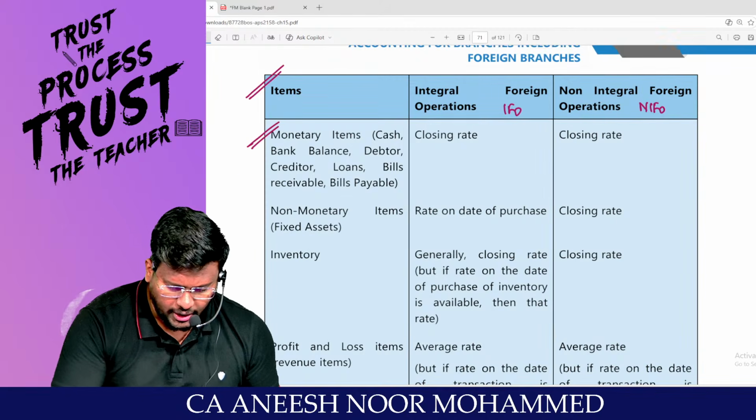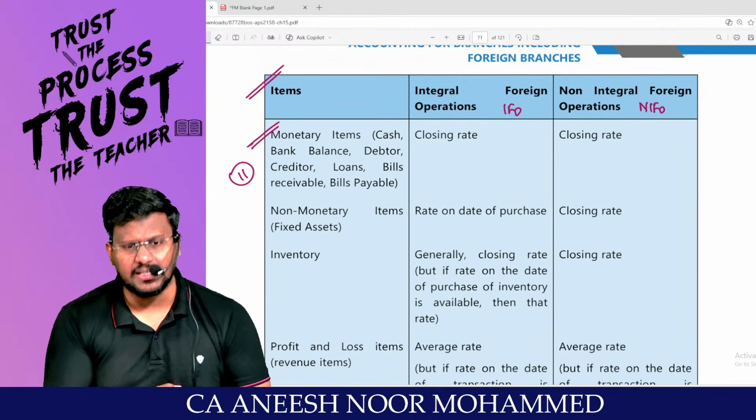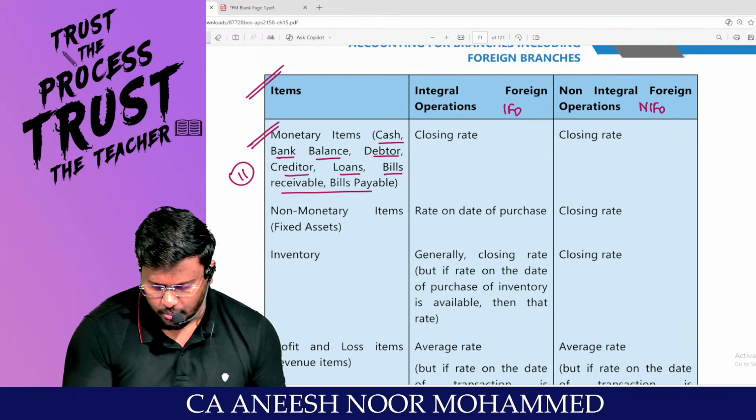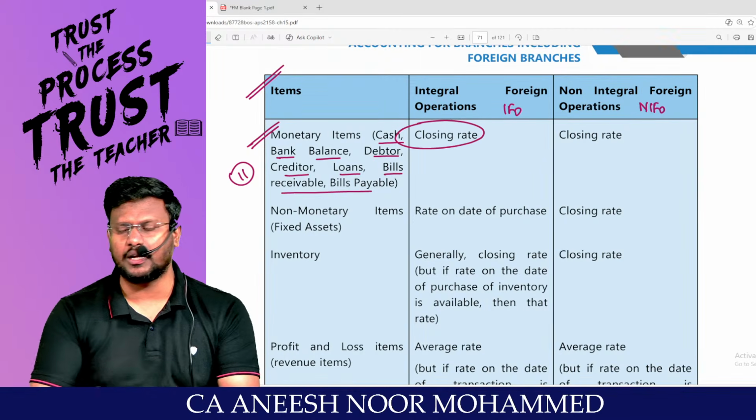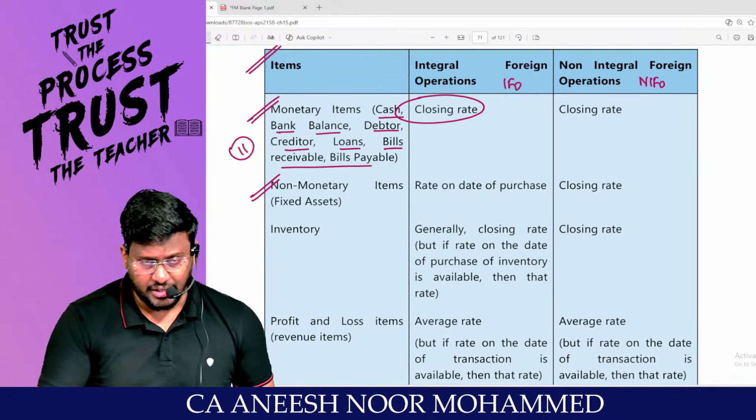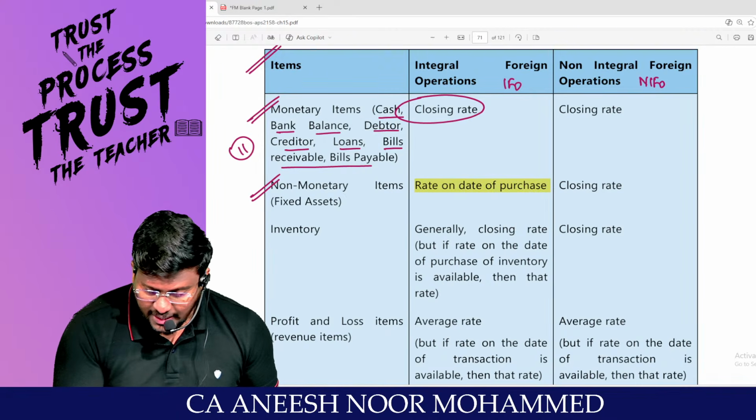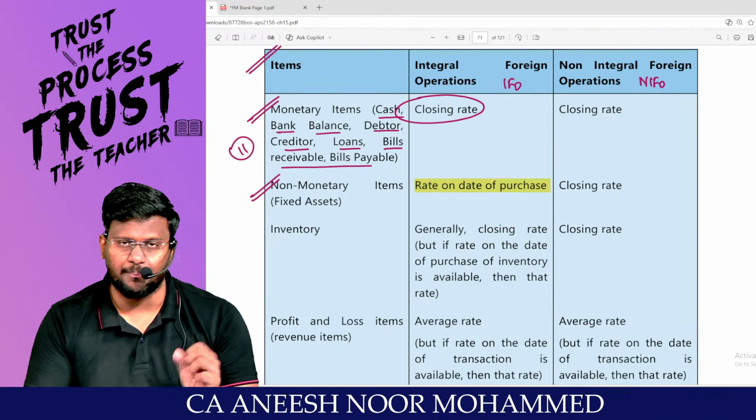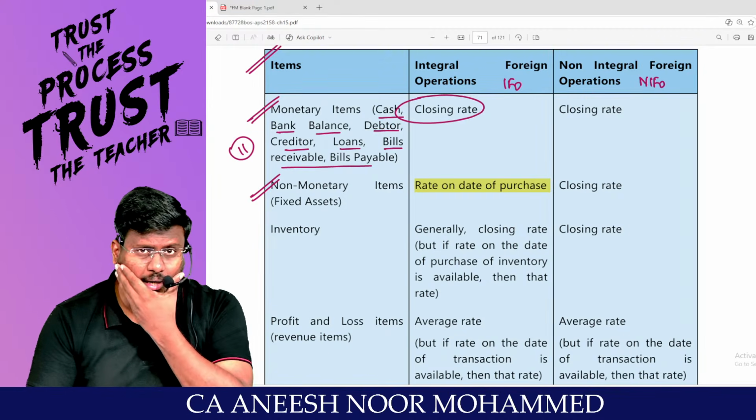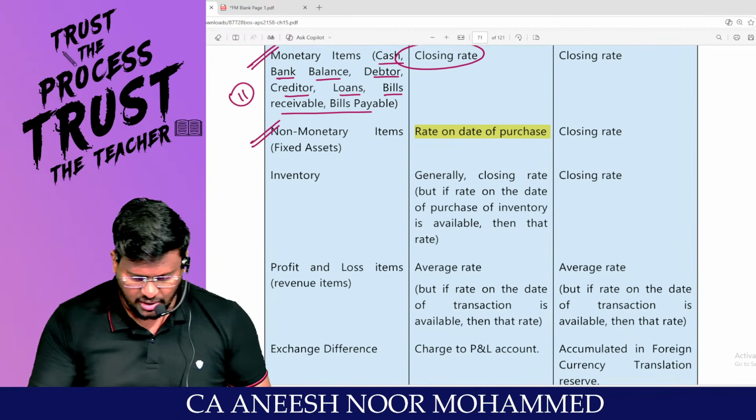In case of monetary items, that we already know, that is AS11, like cash, bank balance, debtor, creditor, loan, bills receivable, bills payable, please convert using closing rate. Whereas non-monetary items like fixed assets, please use the rate on the date of purchase. So monetary item, closing rate as per AS11. Non-monetary item, purchase rate, transaction rate.